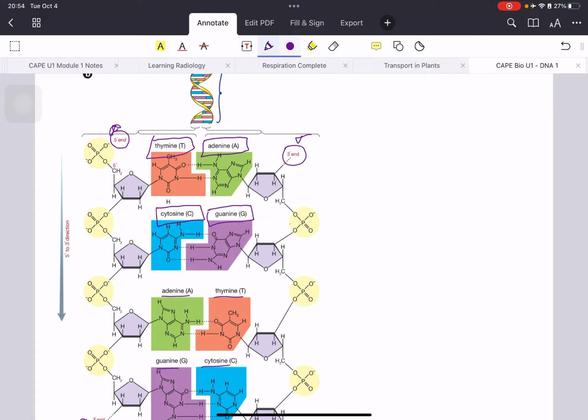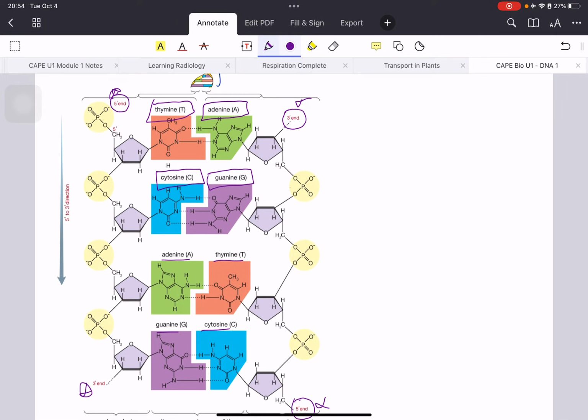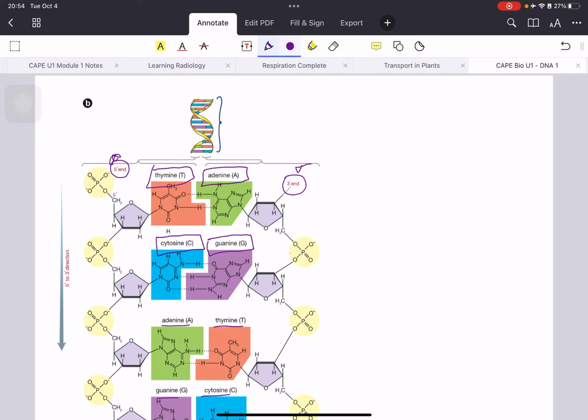Okay. So you don't have to know how to draw this when you're drawing it, right? This is just a representation to show you why they are complementary and anti-parallel.